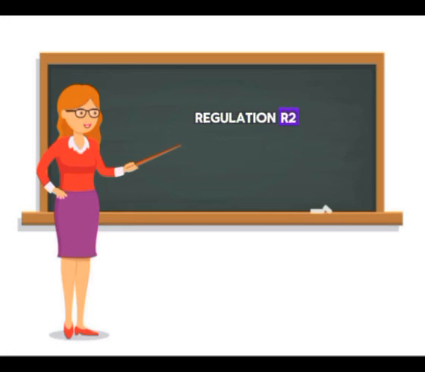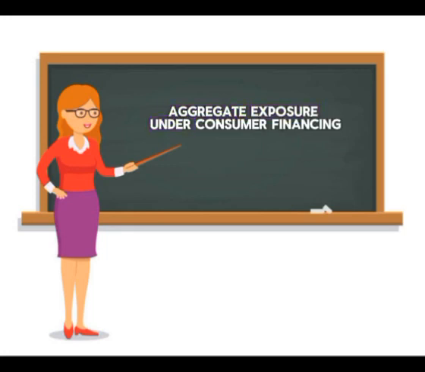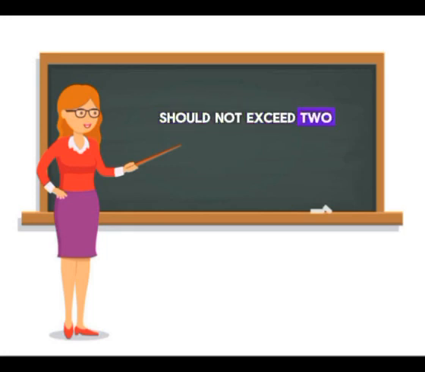Regulation R2. Limit on exposure against total consumer financing. Aggregate exposure under consumer financing should not exceed 2 times equity in the first year and 4 times in the second year. Subsequent limits based on classified consumer financing. Below 3%, 10 times equity. Below 5%, 6 times equity. Below 10%, 4 times equity. 10% and above, 2 times equity.